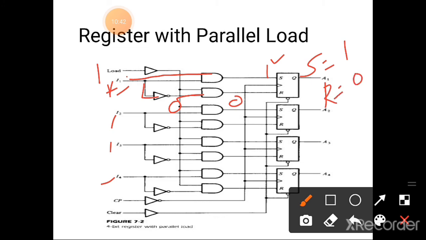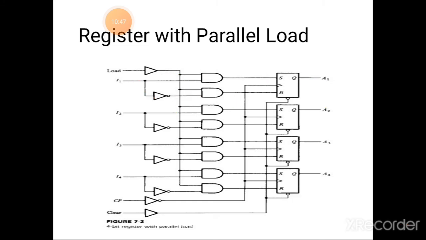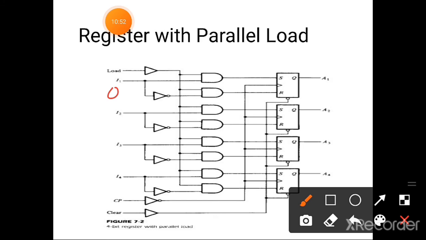For each I that is equal to 0, what happens? If I is 0, then this AND gate output becomes 0, and here it is 1, and this AND gate becomes 1. So S value becomes 0 and R value becomes 1. If R is equal to 1, it is a reset state. Thus here S is equal to 0, R is equal to 1.